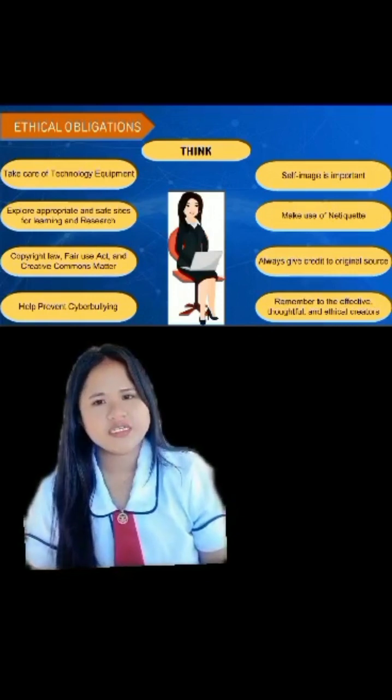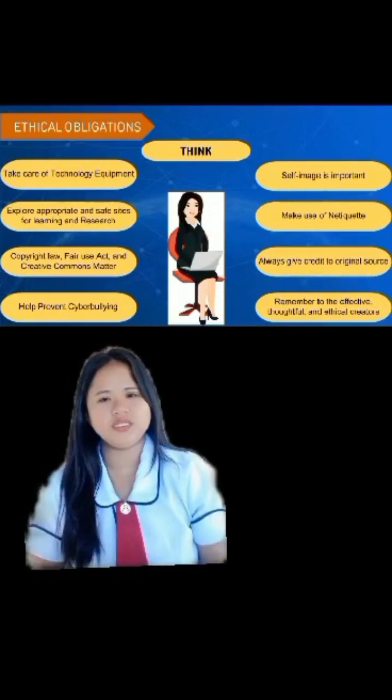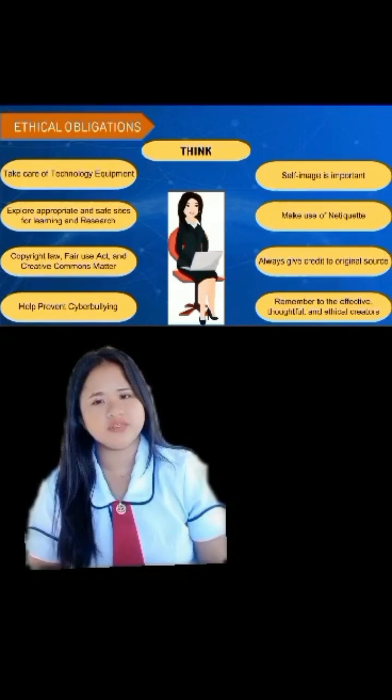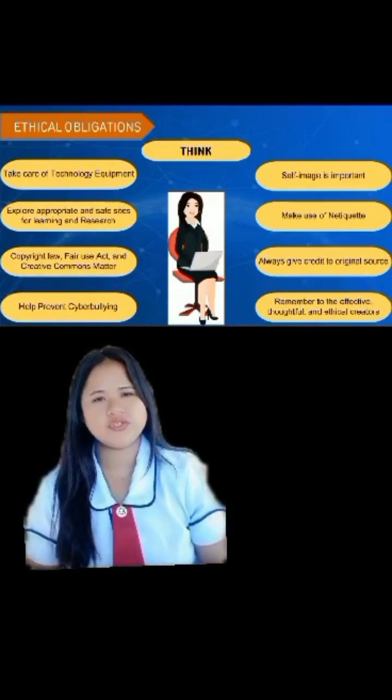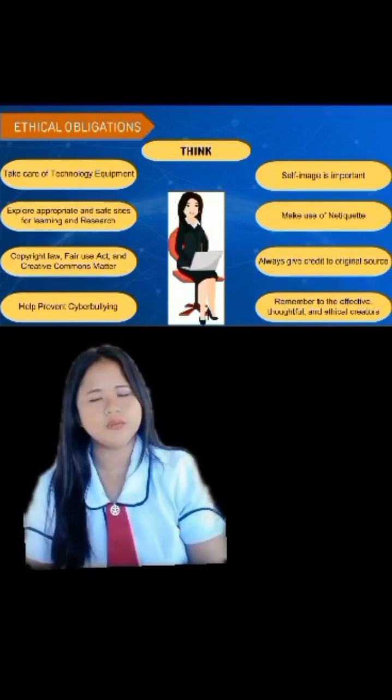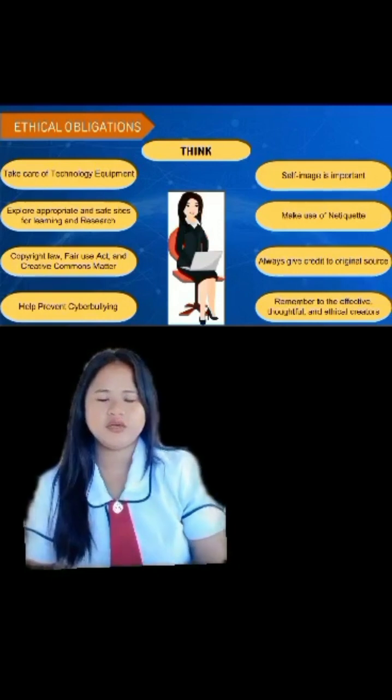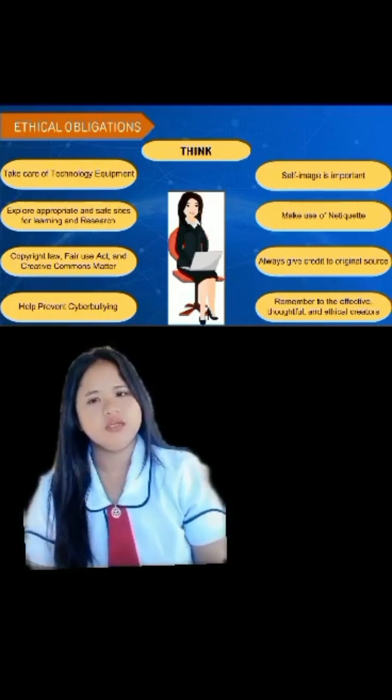Next is take care of technology equipment. It is really important to take care of the technology equipment so that it is preserved and the next generation can use it. So it will still be workable in the computer labs in the school.